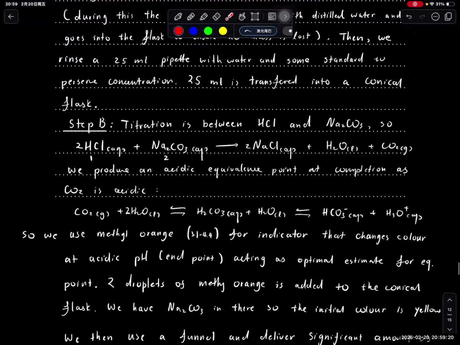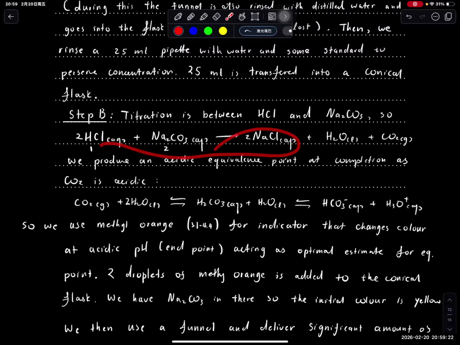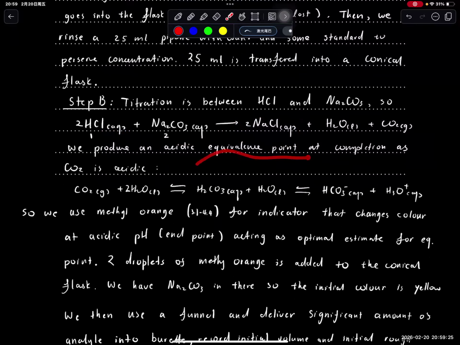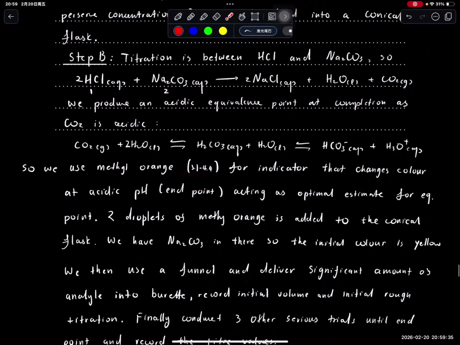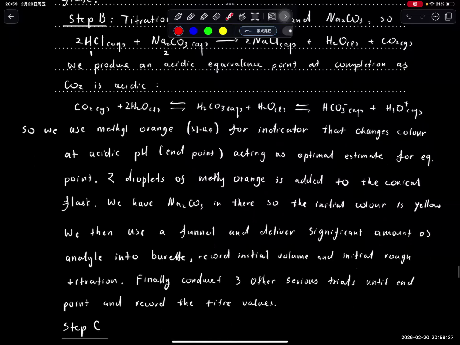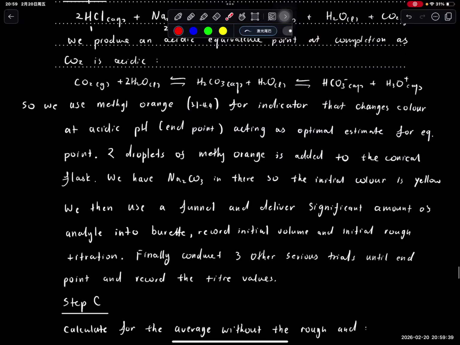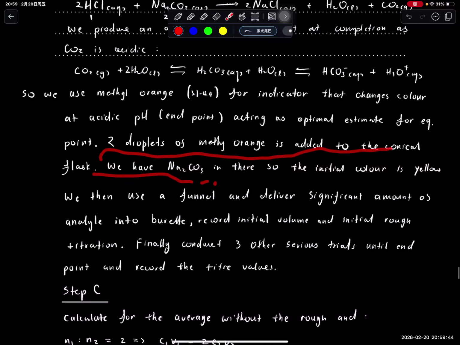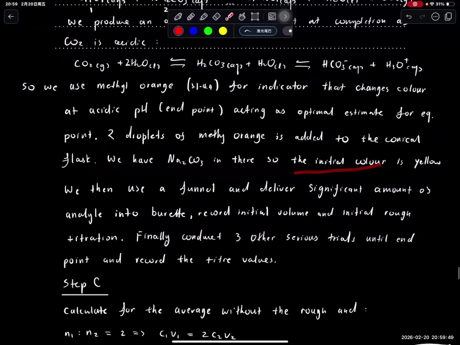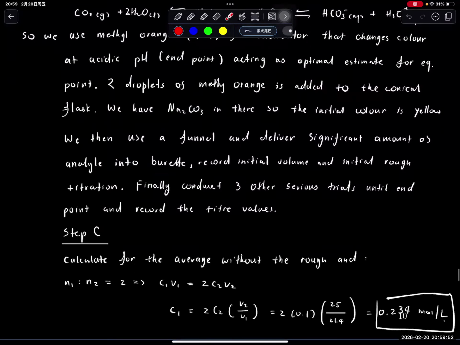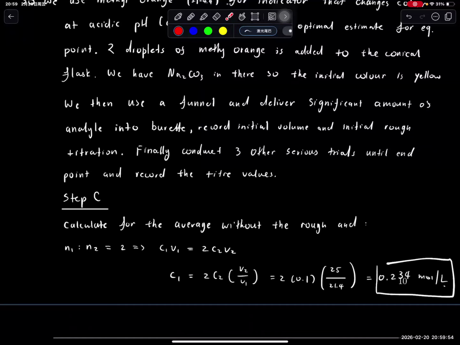Step B is just titration. In this titration, you write down the equations as well, and say something about the equivalence point, and then you choose whichever indicator you want. We're choosing methyl orange, and you indicate what color it changes from and the pH range that it changes over. Two droplets of methyl orange are added to the conical flask, and the sodium carbonate is there. The initial color will be yellow, so you indicate what color is changing. Then step C is to conduct the titration and calculate the final titre.